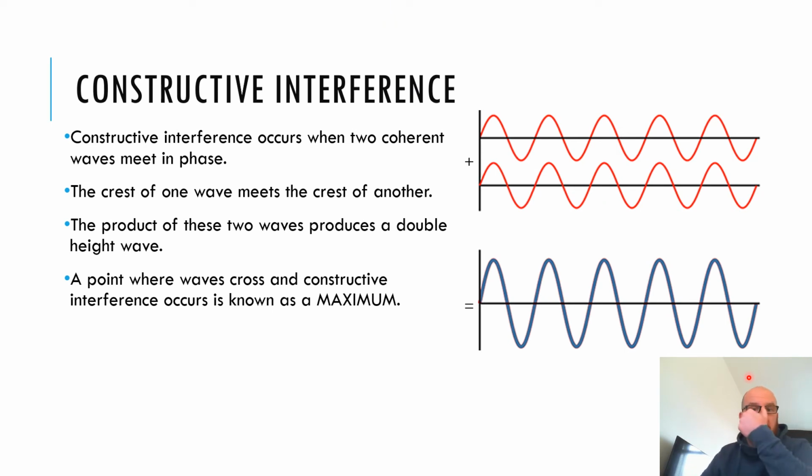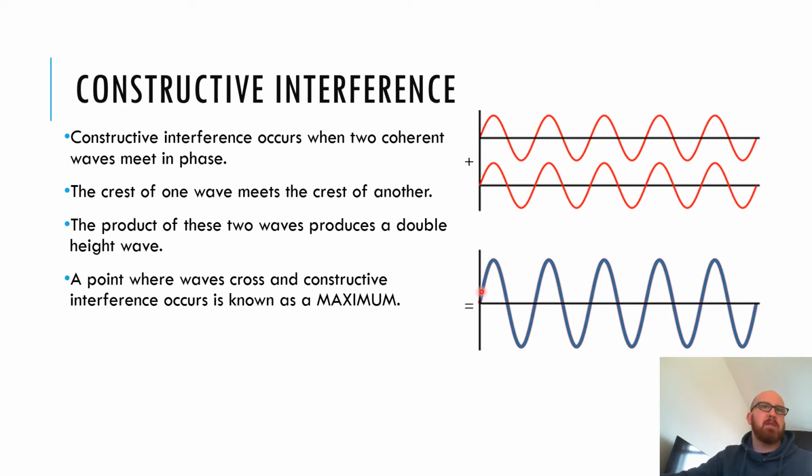So first one is constructive interference. Constructive interference occurs when two coherent waves meet in phase. Here are two coherent waves and they're in phase because their crests meet and their troughs meet. The crest of one wave meets the crest of another, and the product of these two waves produces a double height wave. Equally, the troughs of the waves might meet as well. So here, the amplitude of this wave is double the amplitude of these two.